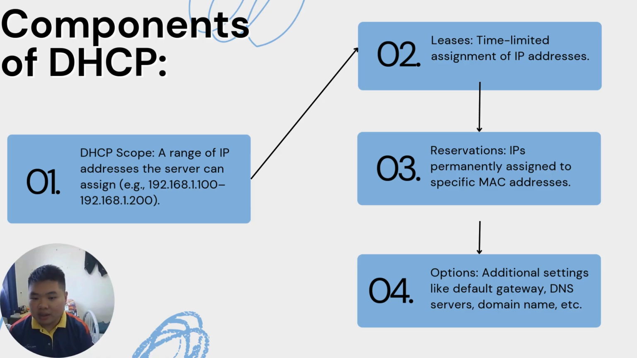Okay, here are the components of DHCP. First, the DHCP scope is a range of IP addresses the server can assign, for example, 192.168.1.100 until 192.168.1.200. Second, the lease: a time-limited assignment of an IP address. Third, reservation: an IP permanently assigned to a specific MAC address. Fourth, options: additional settings like default gateway, DNS server, and domain name. So these four are the components of DHCP.